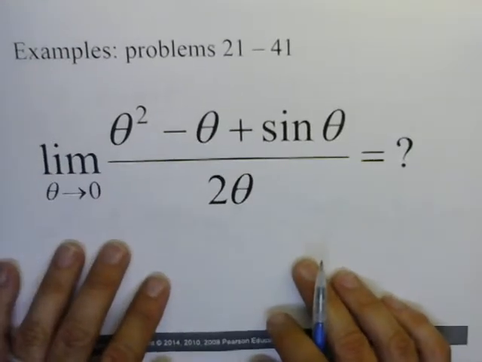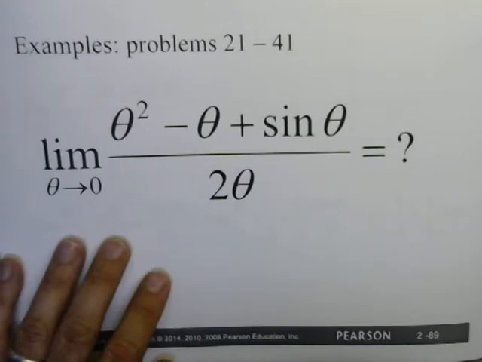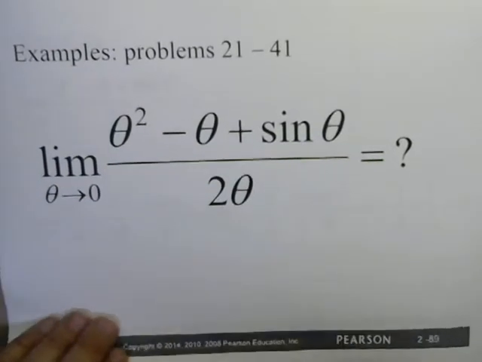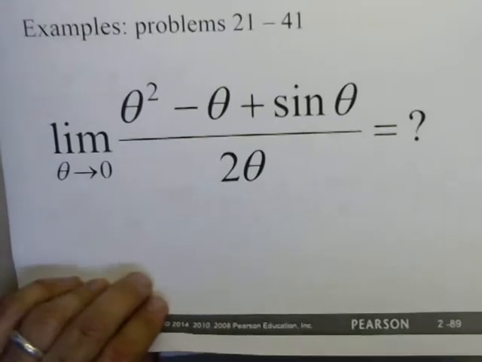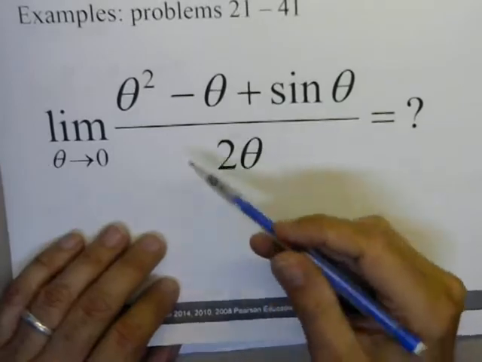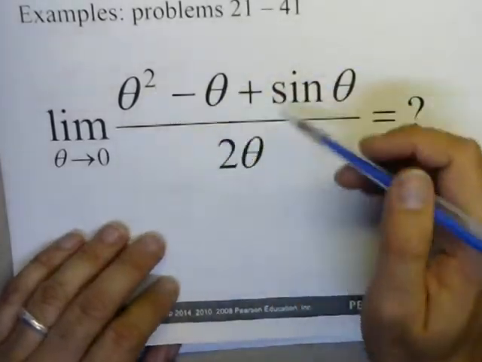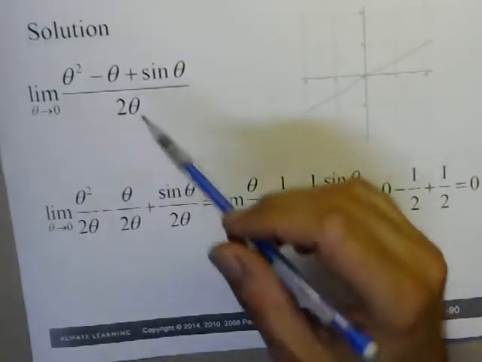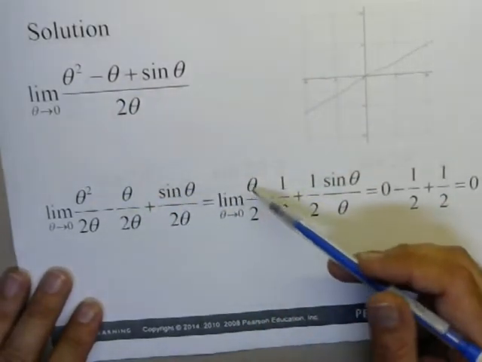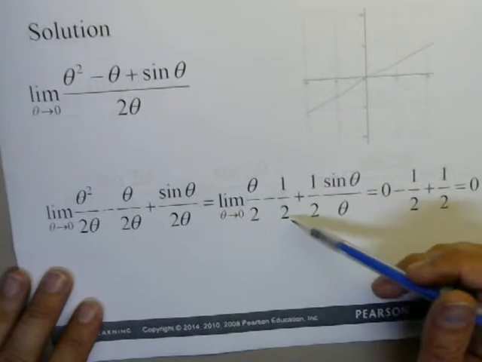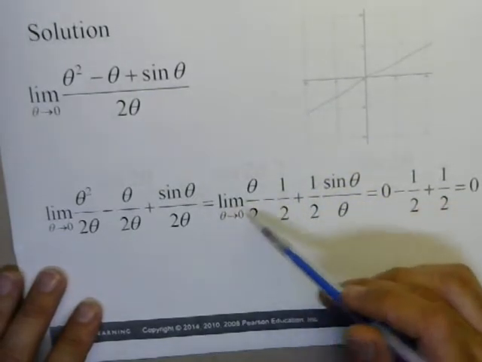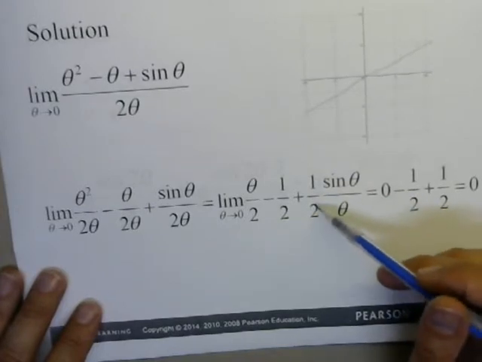I think these are similar to problems like 21 through 41 in this section of the book. Let's say I want you to find this limit here. And you'll notice this is neither a right nor a left-hand limit. What would you want to do? Well, one thing you can do with a fraction like this is write each term over the denominator individually, and then reduce. So this becomes theta over 2, this becomes negative 1/2, and this becomes 1/2 sine theta over theta if I just move the 2 out in front on the bottom.